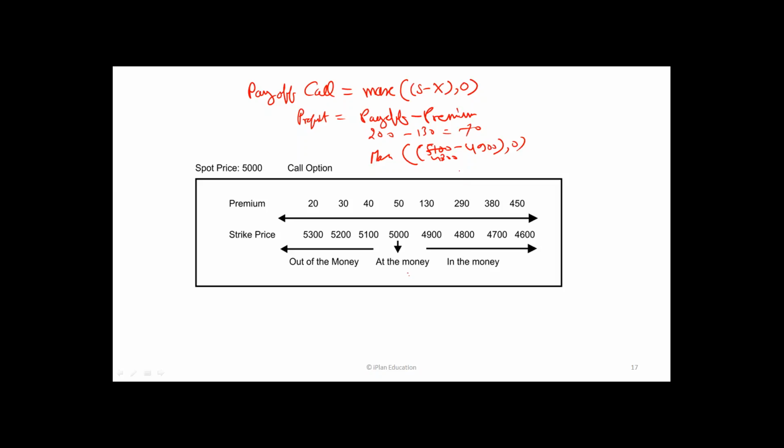Or the other way, if you understood the desi tarika, the desi funda, simple. At what price did you buy? I bought at 4900. Where did the price go? 5100. So I got 200 minus how much I paid in premium, 130. So 70 is my simple profit. Another way, let's say the market went to 4800. At which price did I buy? 4900. Market is cheaper, I will not exercise. My maximum loss is 130.